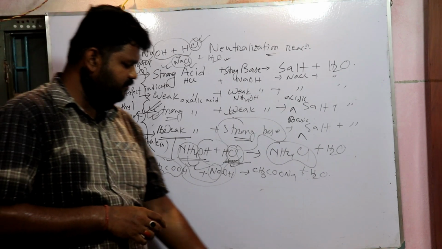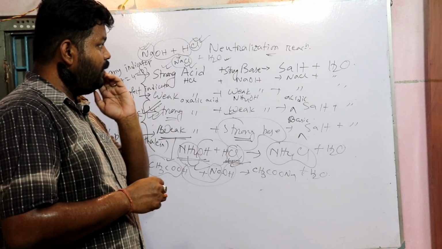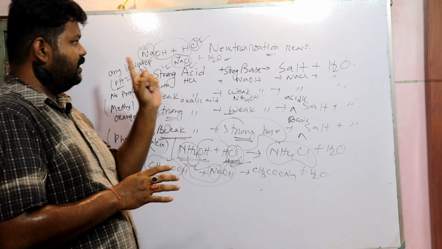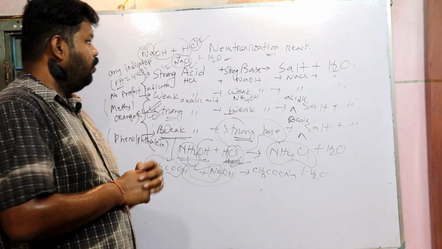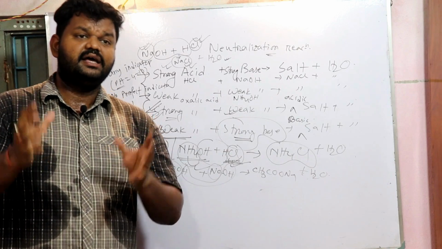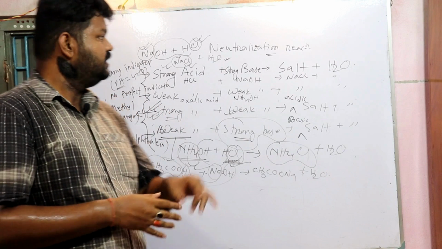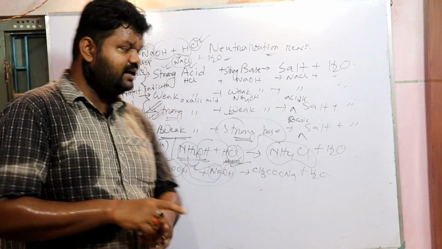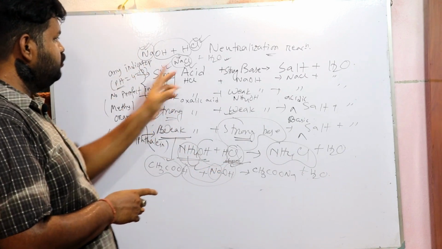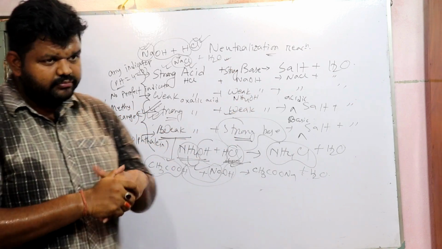I hope all of you have understood this very easily. So in today's video we have discussed a lot: what is a neutralization reaction, what do you mean by indicators, in which cases indicators are used, what is the main mechanism of indicators, what are the different types of indicators, and after that which indicators are used in these different types of neutralization reaction. All the things are cleared.